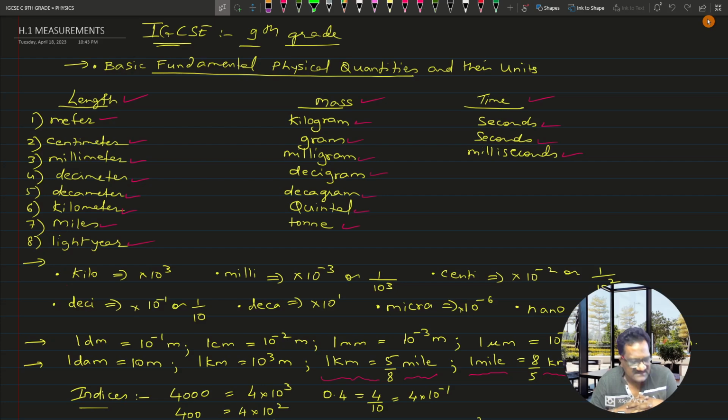In today's session, I'm going to start with the IGCSE curriculum, and I'm going to start with the subject physics. This is from the ninth grade. Of course, the textbook is for both the ninth and the 10th grade.